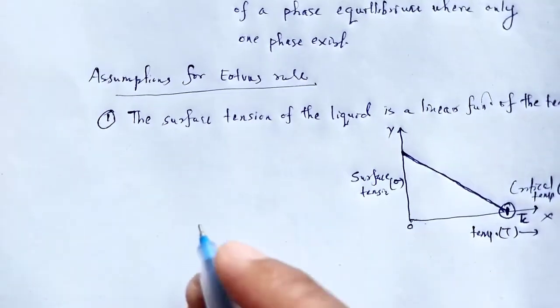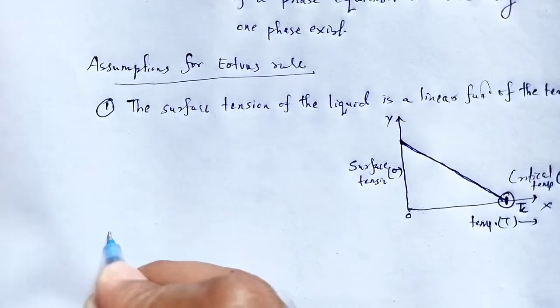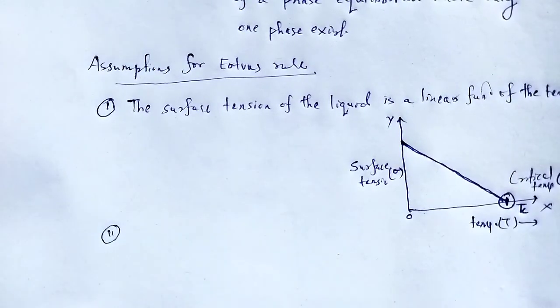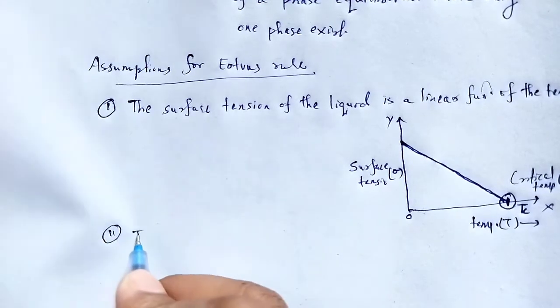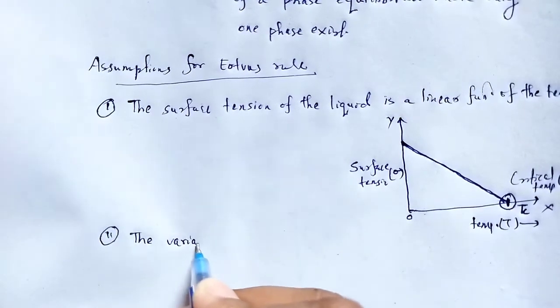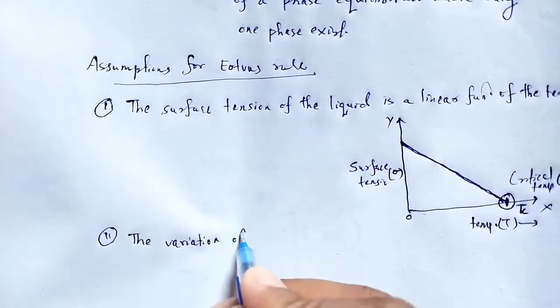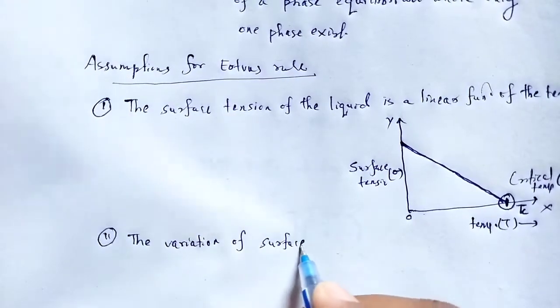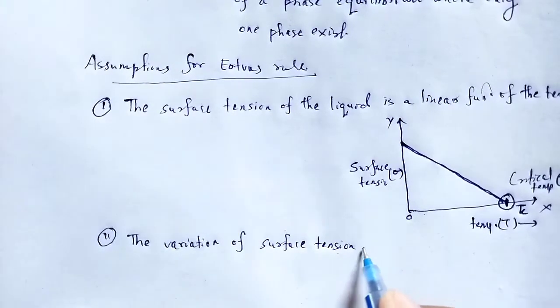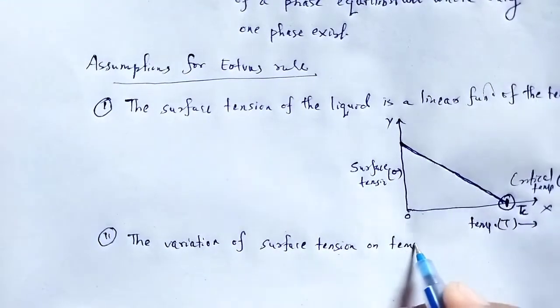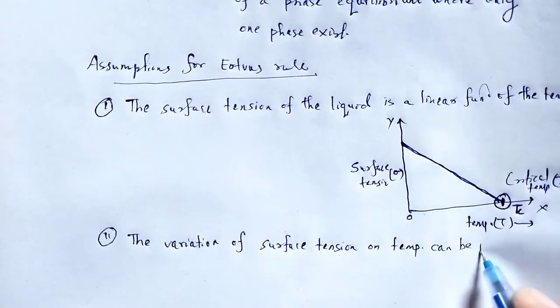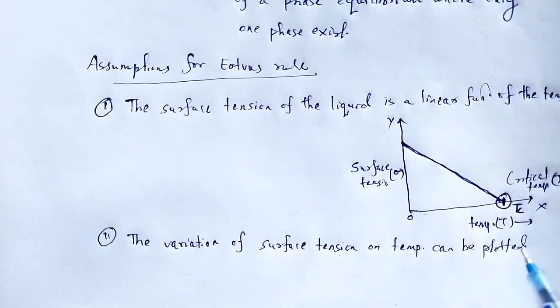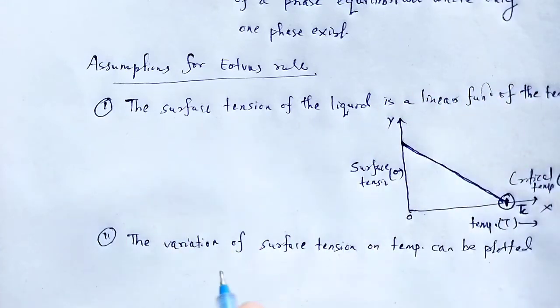Now the second assumption he proposed to get his rule regarding the relation between temperature and surface tension: the variation of surface tension on temperature can be plotted for all liquids.